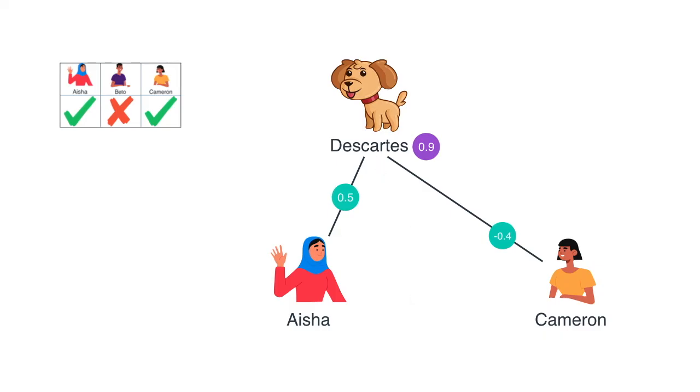Now on to find the probability that Descartes showed up. We know from before that to calculate this, we only have to add the score of Descartes and the edges coming in, which are 0.9, 0.5, and -0.4. And the sum is 1. And as we saw before, sigmoid of 1 is 0.73. Therefore, the probability that Descartes shows up is 73%.